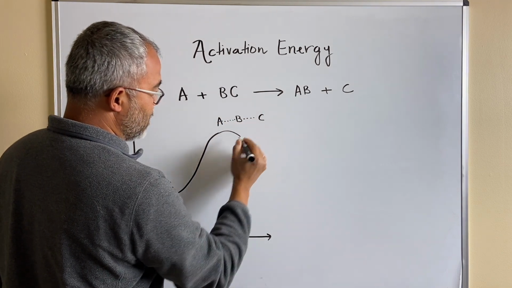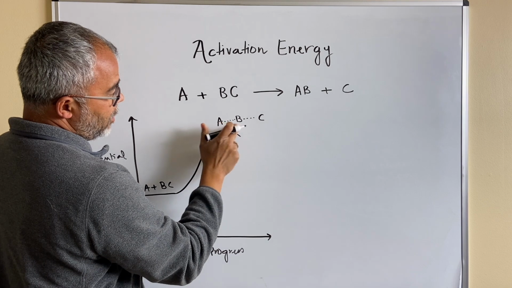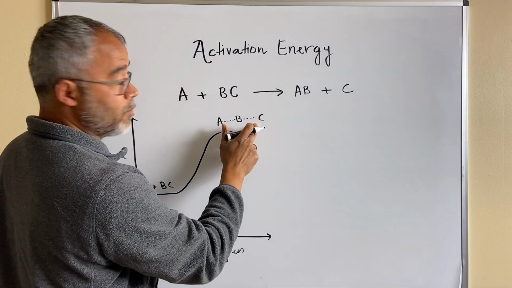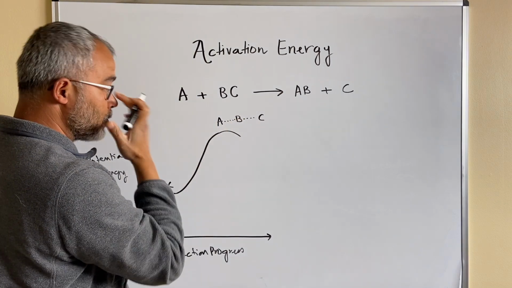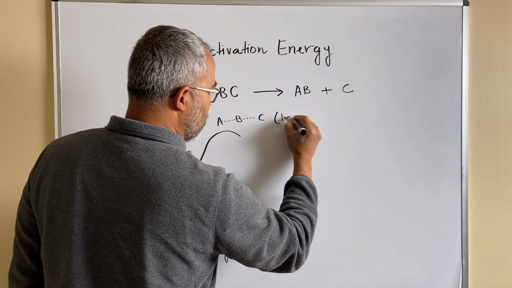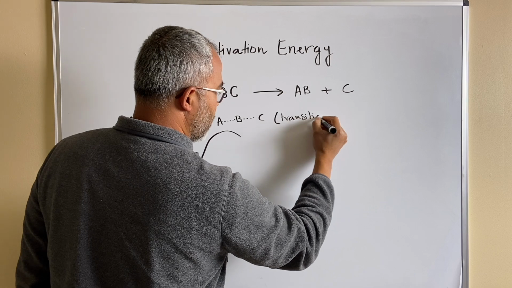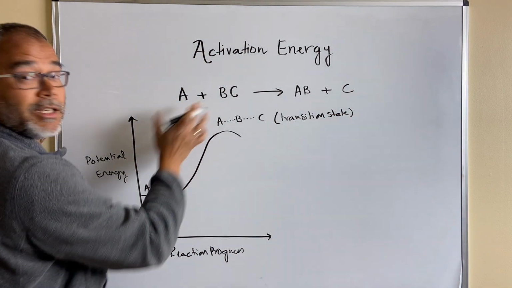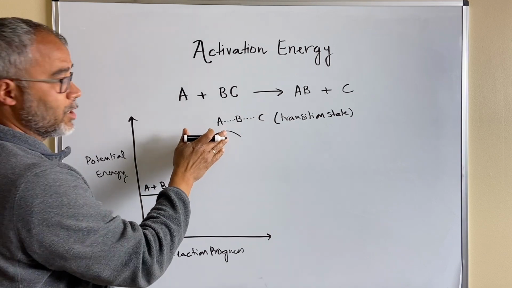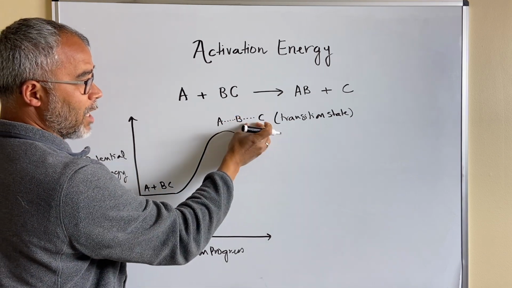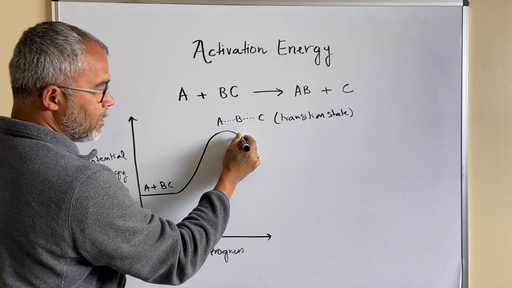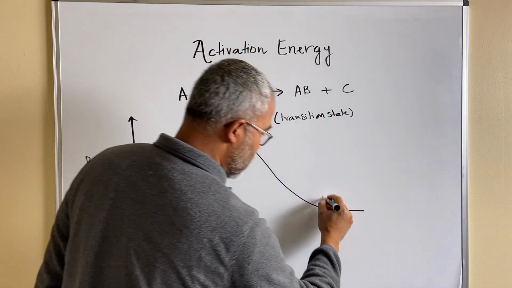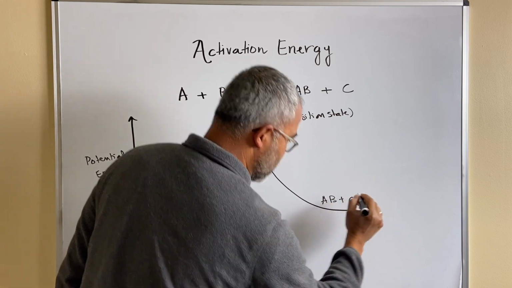So what you're going to have is something that looks like this, where there's a new bond forming between A and B, and the old bond between B and C is breaking. So these are elongated. This state is also called a transition state, because you're transitioning from reactants to products. Once it reaches the transition state, that bond completes forming and that bond completes breaking. Then they attain stability, and that tumbles down into the products, which is AB plus C.